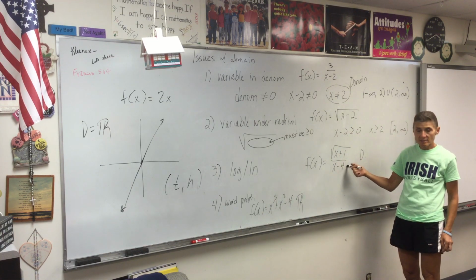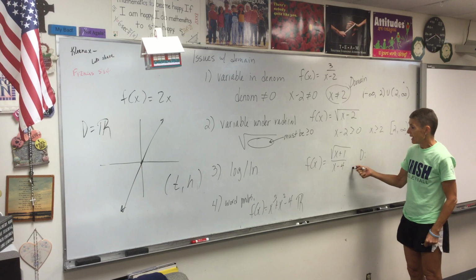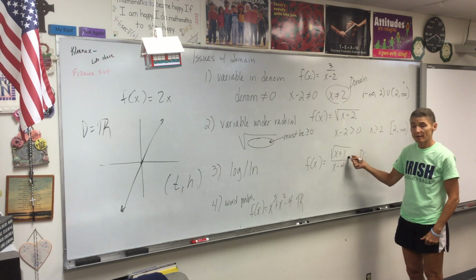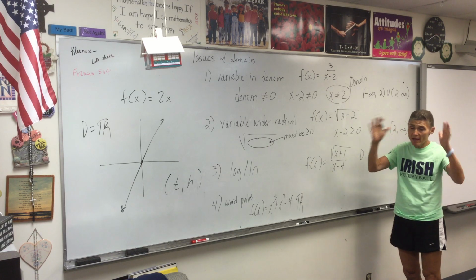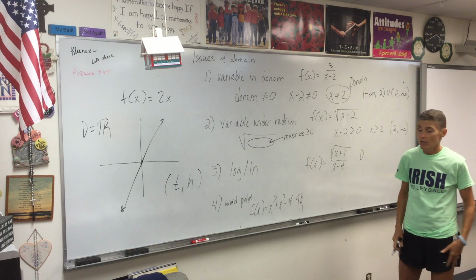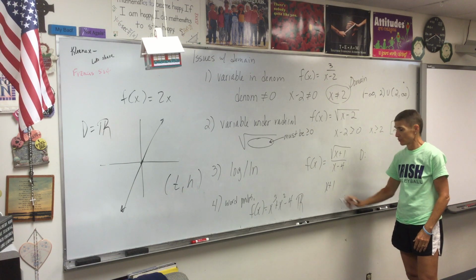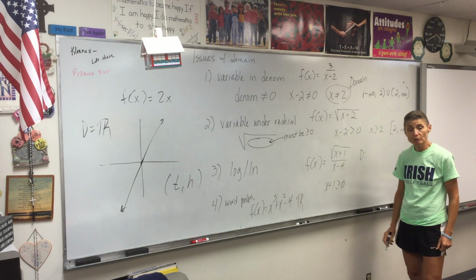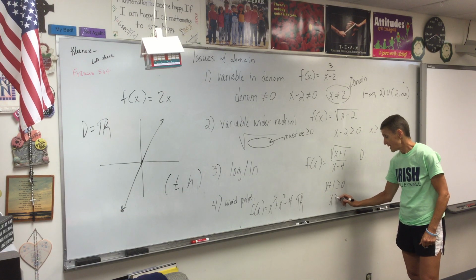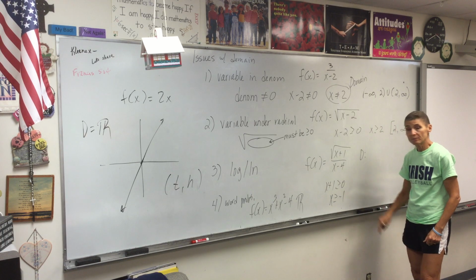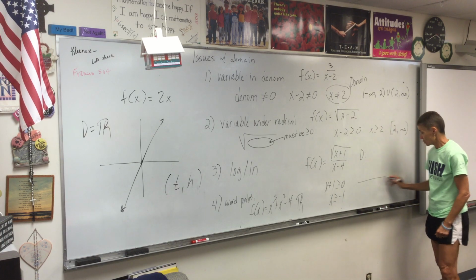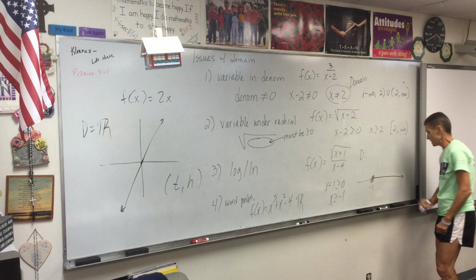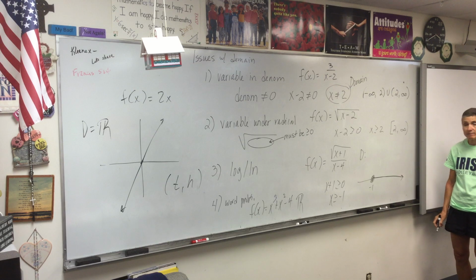This one, you have some worries. It has a radical and a denominator, okay? So radical, what do we know? Talking domain, what do we know about radicals? We know that whatever is under it has to be greater than or equal to 0. So x has to be greater than or equal to -1. So far, if I'm graphing this on a number line, I have this for my domain.